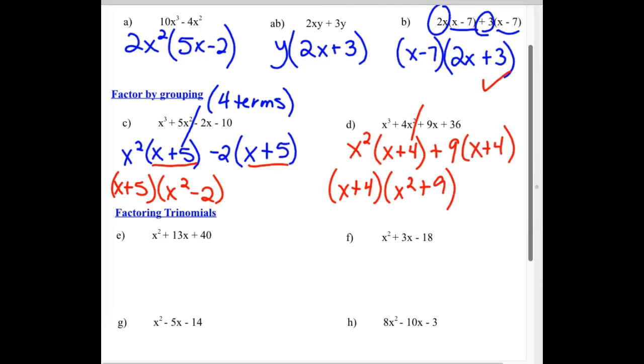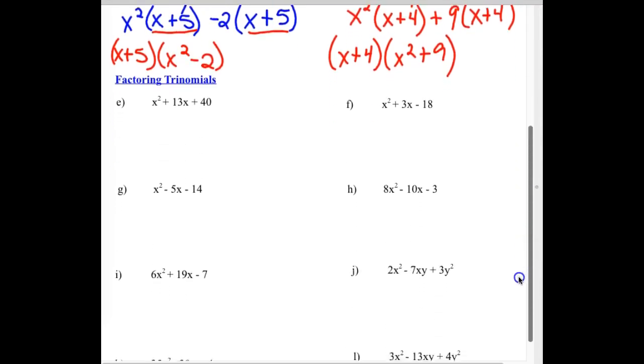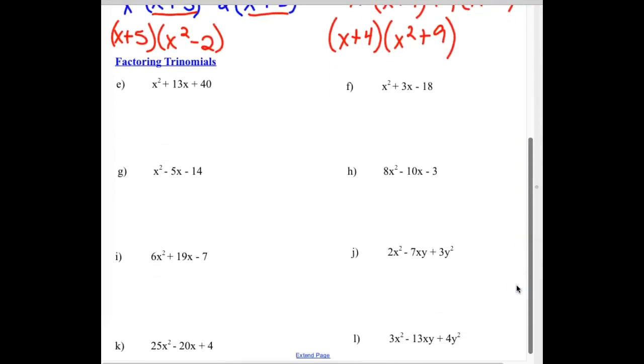All right, our next type of factoring deals with just factoring basic trinomials. Our first 3 examples, you notice, start with just a coefficient of 1. That makes it a little easier. Here we're looking for numbers that multiply to be 40 and add up to our middle term of 13. So thinking of factors of 40, we've got 1 and 40, 2 and 20, 5 and 8 would add up to 13. So that's the set I need to use.